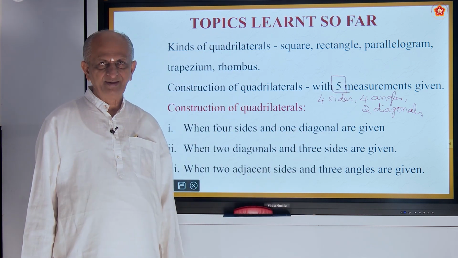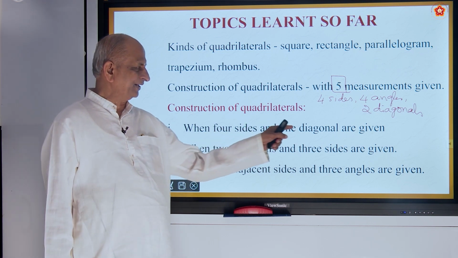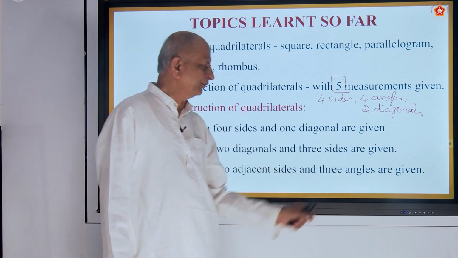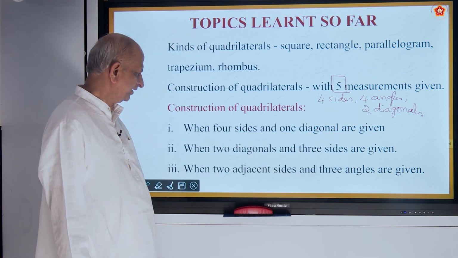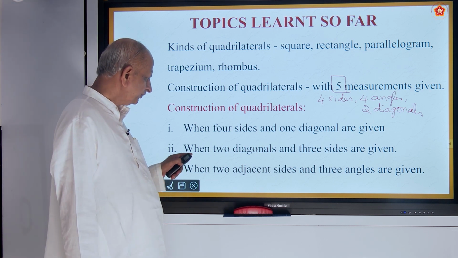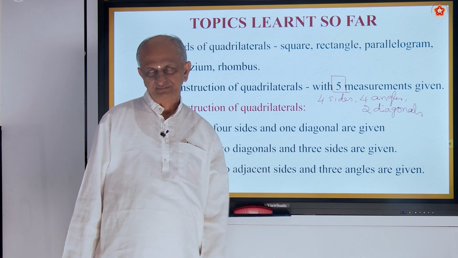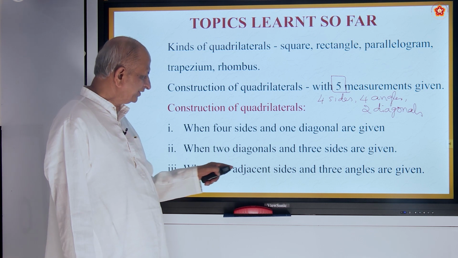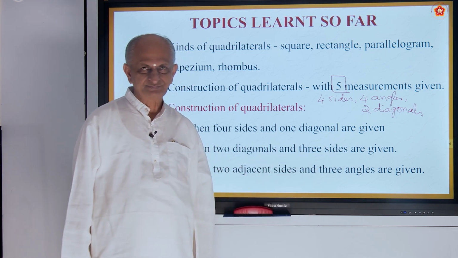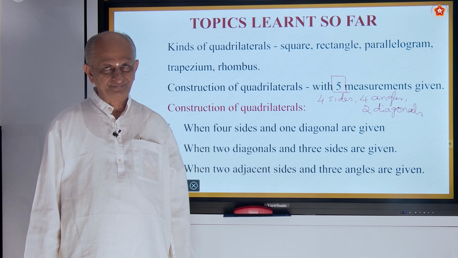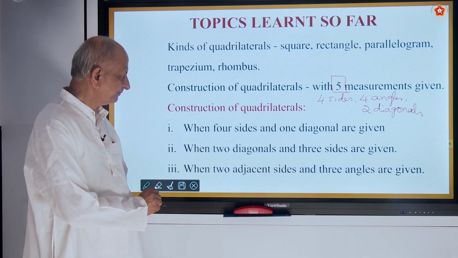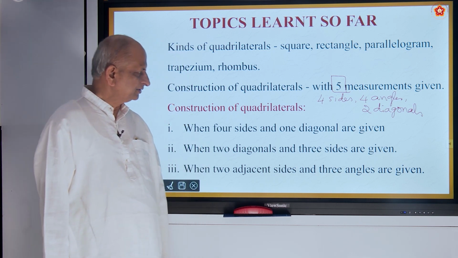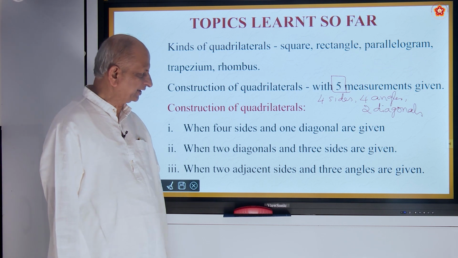What are the 5 measurements? 4 sides and 1 diagonal. Out of these 10, if any 4 sides and 1 diagonal is given, you can construct. We already studied that. When 2 diagonals and 3 sides are given, that is also we have done. When 2 adjacent sides and 3 angles are given, that is the last topic. Adjacent sides means sides which are adjacent to each other. Okay, this is something which I already studied.